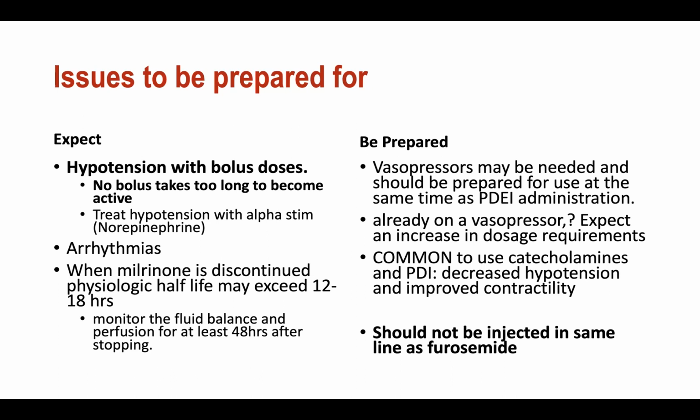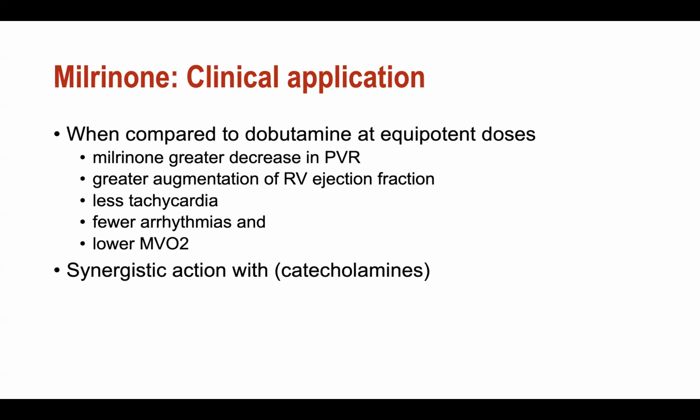And I'm going to be able to wean that off, hopefully, when you take Milrinone off and it dissipates, right? I'm going to turn the Milrinone off, but I'm going to stay on the vasopressor probably for another 12 or 24 hours until that Milrinone has disappeared. If you start your patient on Milrinone, they're already on a vasopressor, expect that you're going to need to increase. It is common to use alpha-stim catecholamines with Milrinone to decrease hypotension and improve contractility. So the truth of the matter is, I would be cool with you being on low-dose Dobutamine, Milrinone with a bolus, and norepinephrine. That's polypharmacy, and it's a really great way to manage that patient.